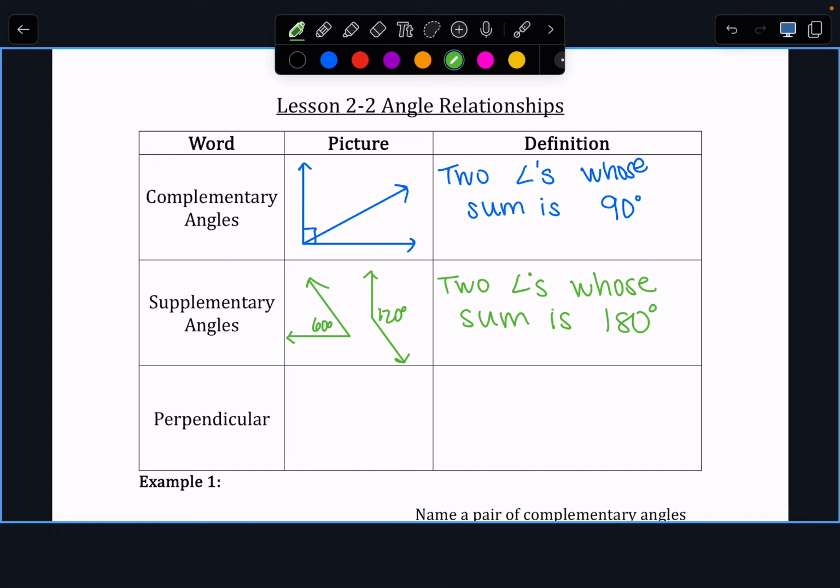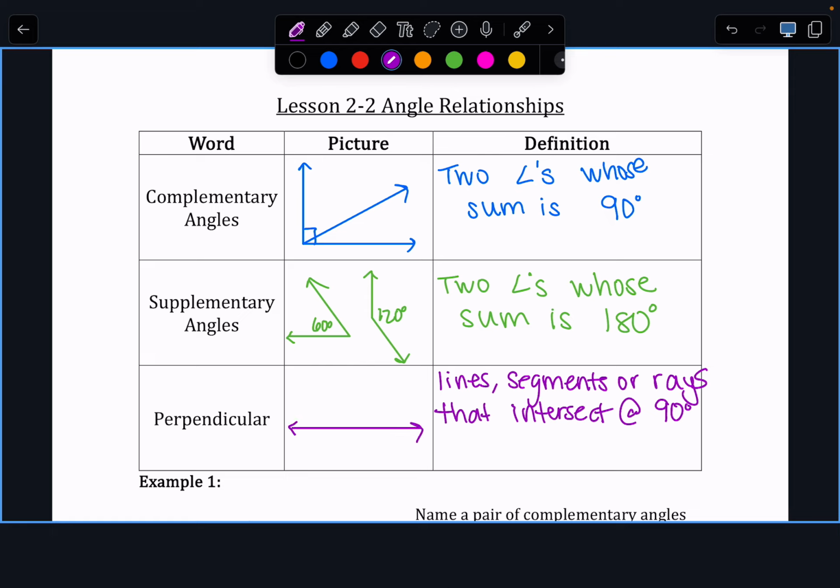Philly, what does perpendicular mean? I remember this one. Perpendicular is the one like a T, they intersect at what kind of angle? Right, a right angle. Okay, lines, rays, segments, whatever it is, they're intersecting at a right angle.